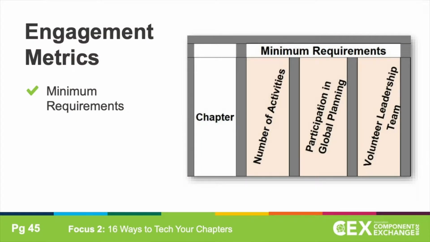Again, number of activities that all chapters have to conduct. Then we also wanted to look at how many people are participating in our global planning process. We brought our chapters into the annual planning process, but there's an expectation that the chapters contribute to that. And then we also want to make sure that the volunteer leadership team is at full capacity, so we get new members, succession planning. We continue to get in new blood, new ideas.